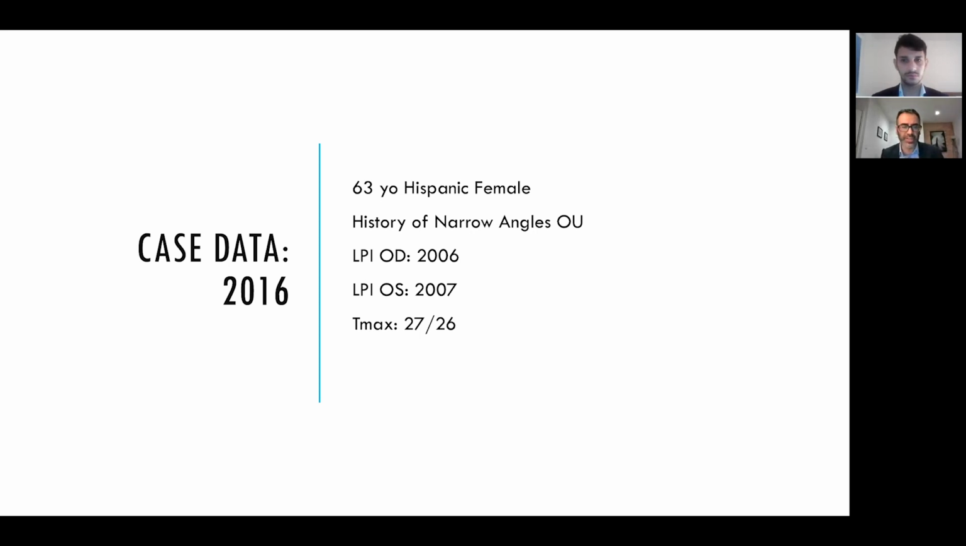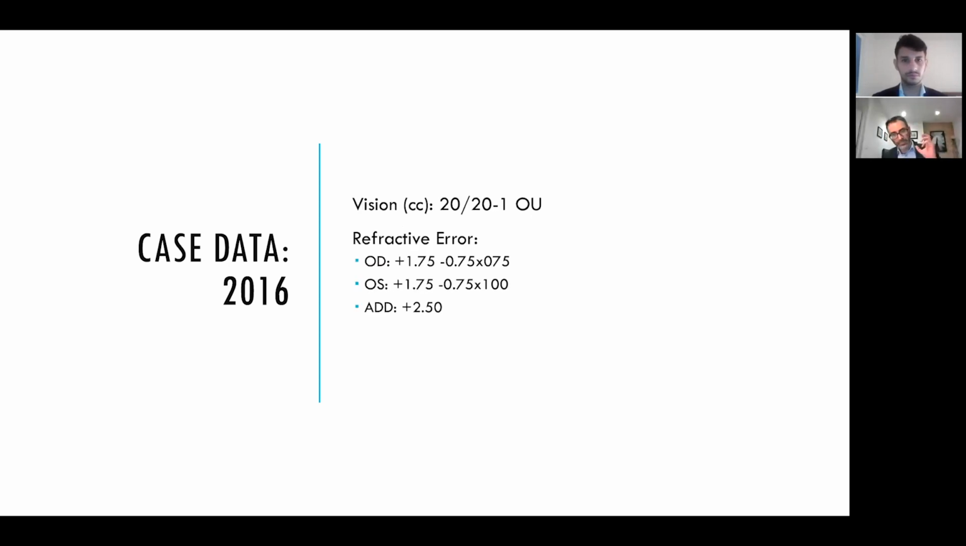glaucoma service who's been a patient in the glaucoma service for a number of years. So to give you an idea of this patient, she's a 63-year-old Hispanic female back in 2016, and she does have a history of narrow angles. As you can see, she underwent successful LPI procedures, 2006 in the right eye and in 2007 here in the left. Prior to the LPI, this patient's eye pressures were 27 in the right, 26 in the left.